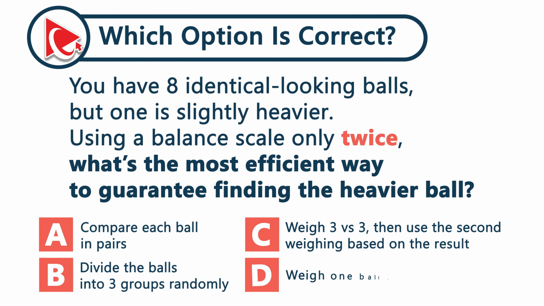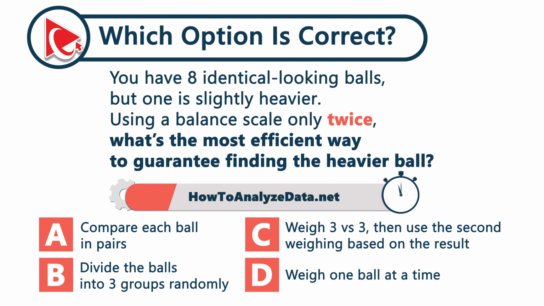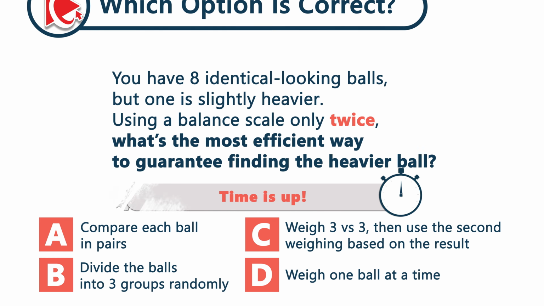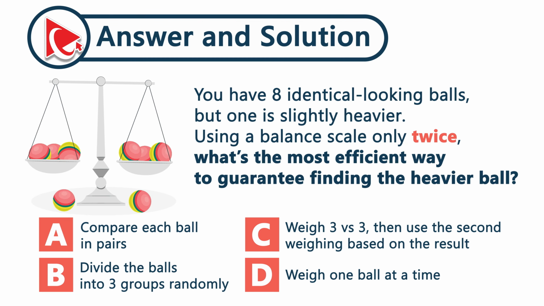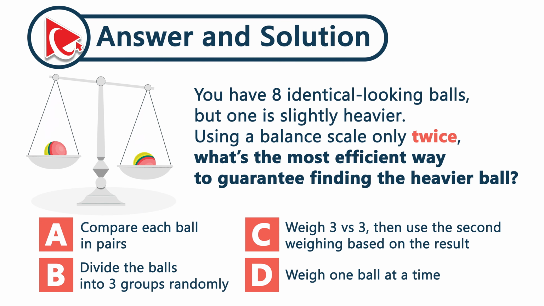You've got 8 identical looking balls, but one is slightly heavier. And you only have 2 chances with the balance scale to find the heavier ball. What do you do? Let's start by weighing 3 balls versus 3 balls. If they're equal, the heavy one will be in the remaining 2. If one side is heavier, great. Now just weigh 2 balls from that group. The result will lead you straight to the odd one out. And the correct answer here is choice C.